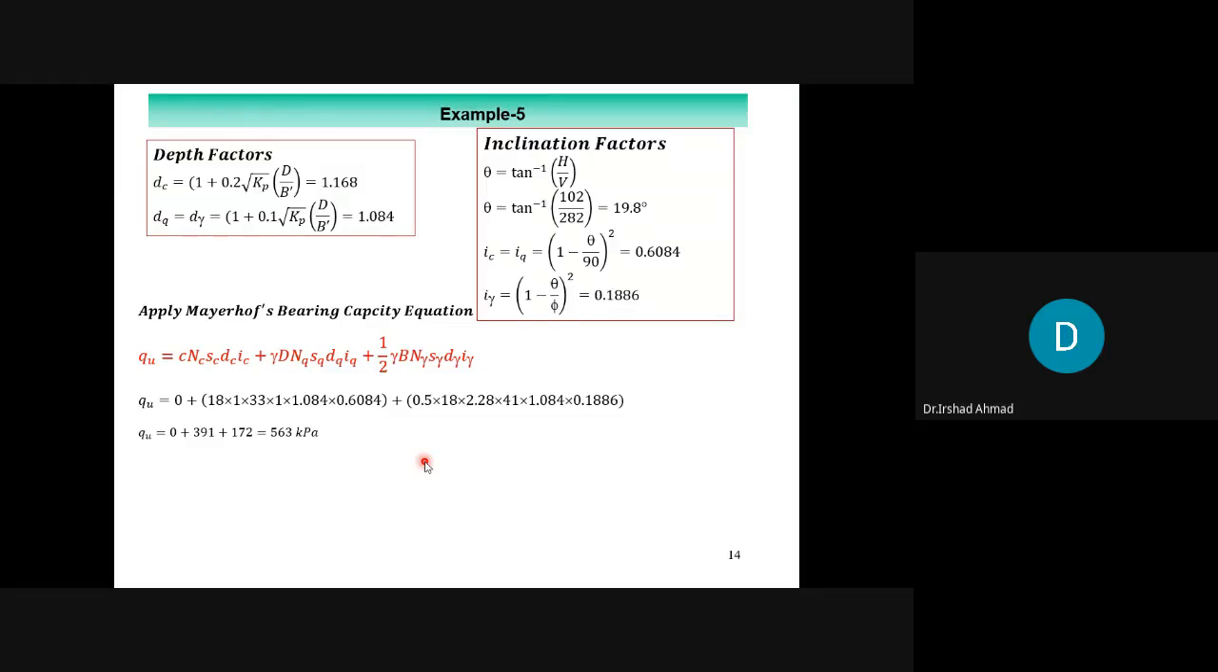What is the value of factor of safety? Connection ho jaye?